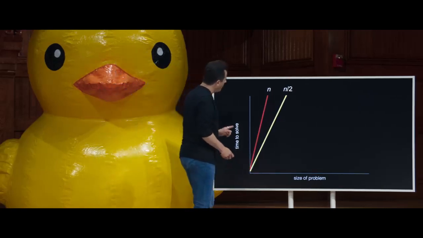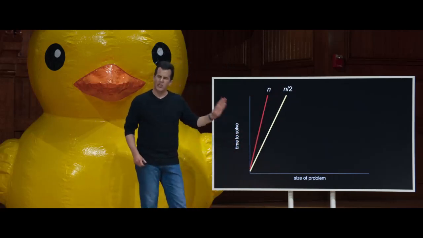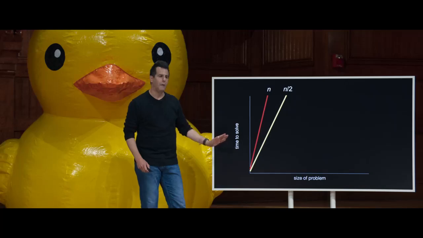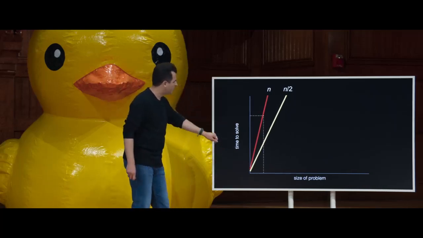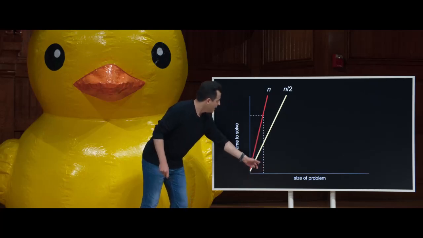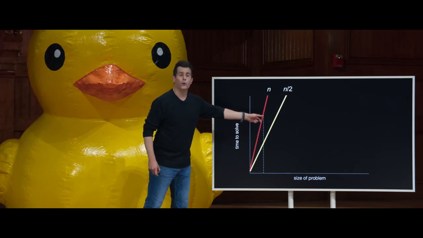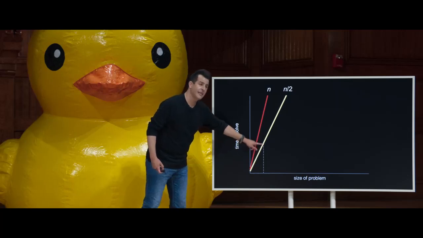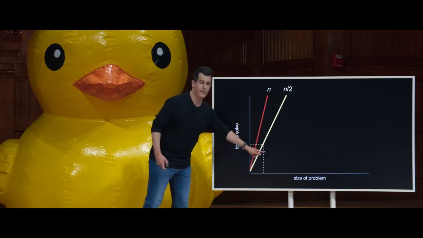But the second algorithm is also a straight line, but it's lower, even though it might not look obvious. And what do I mean by that? Well, let me draw some temporary lines. If this is how many pages are in the phone book, notice that it takes this much time on the red line to solve the problem. But if I instead use the second algorithm, it takes me half as much time.